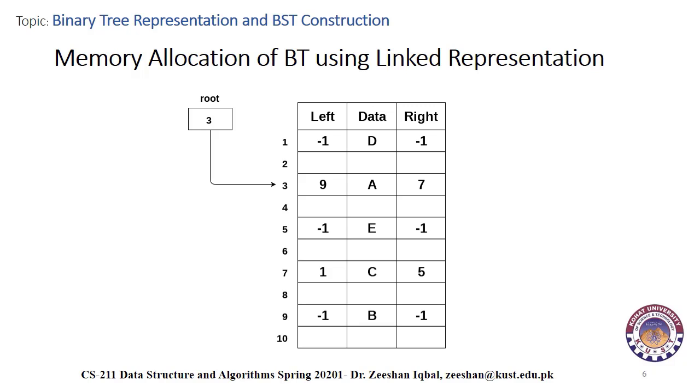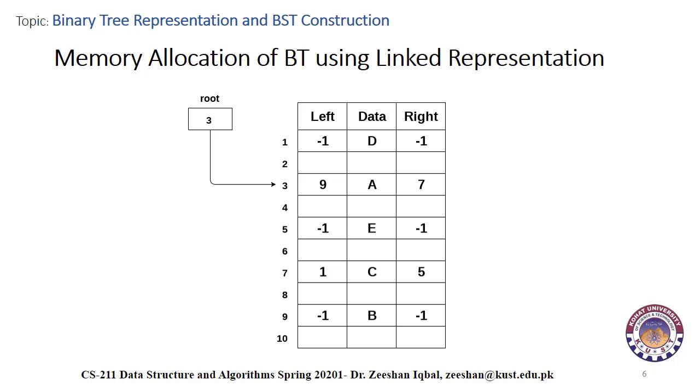So the root pointer will point to location number 3, which is the address of node A. At location number 3, we can see that A on its left contains 9, which is the address of its left child. As we can see, location number 9 is the location of B, which is A's left child. And on location number 3, we can also see that the right portion of A contains the value 7.